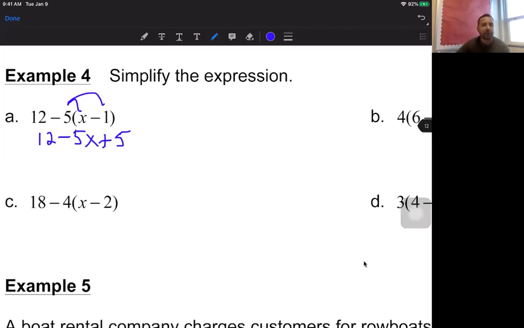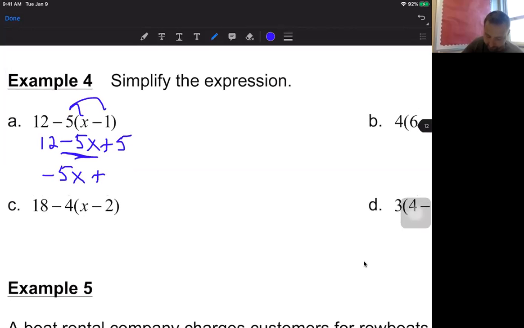Now here's where it's really important when we write down terms. You always write your highest variable degree first and then your constants last. So you notice here we only have one variable. That's the negative 5x, so we can bring it down. And now we're going to combine our constant terms, which are the 12 and the 5. 12 plus 5, 17. Questions on part A?